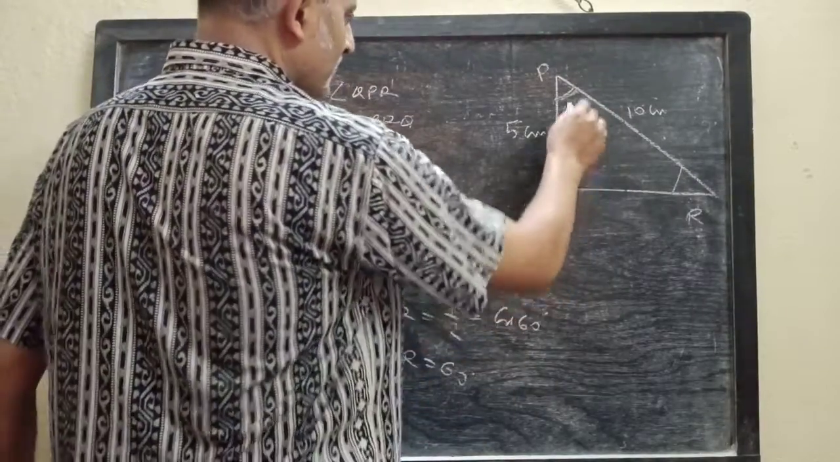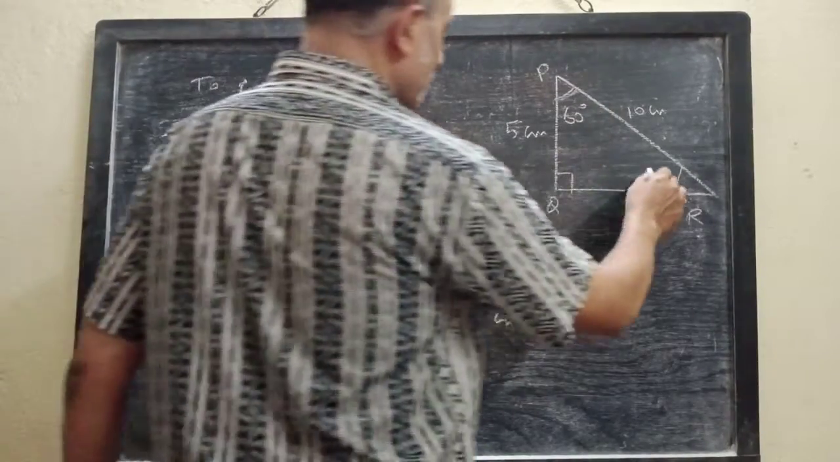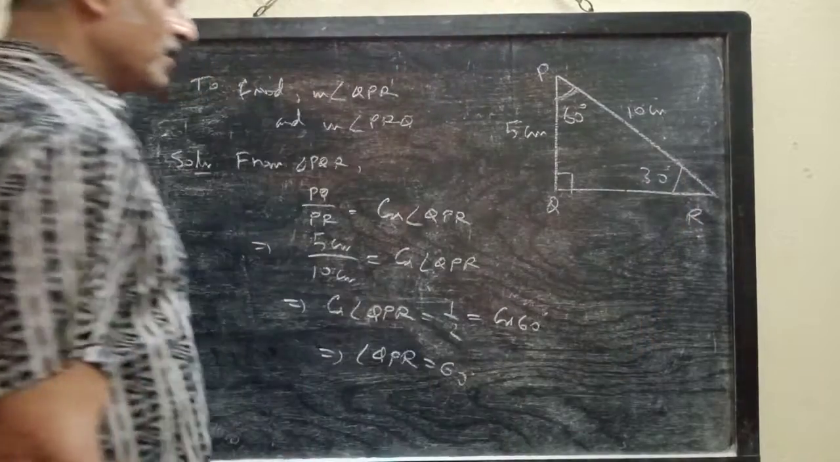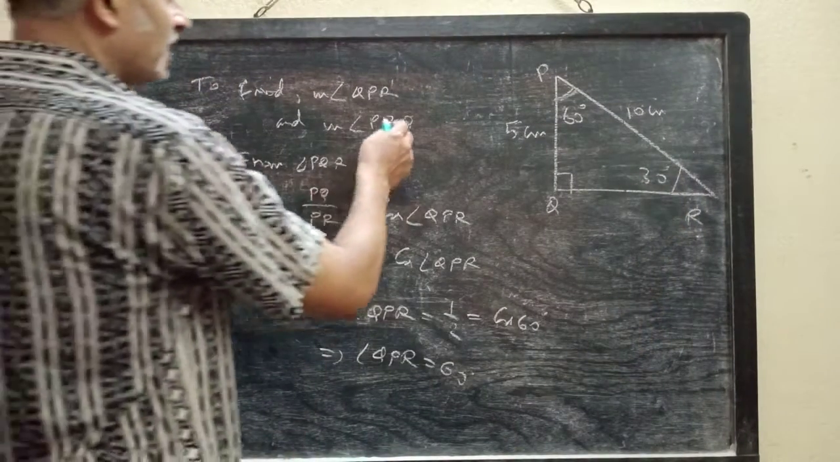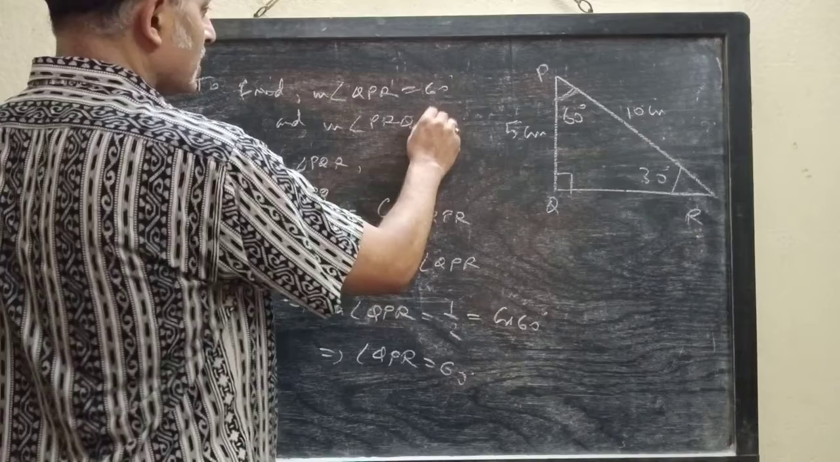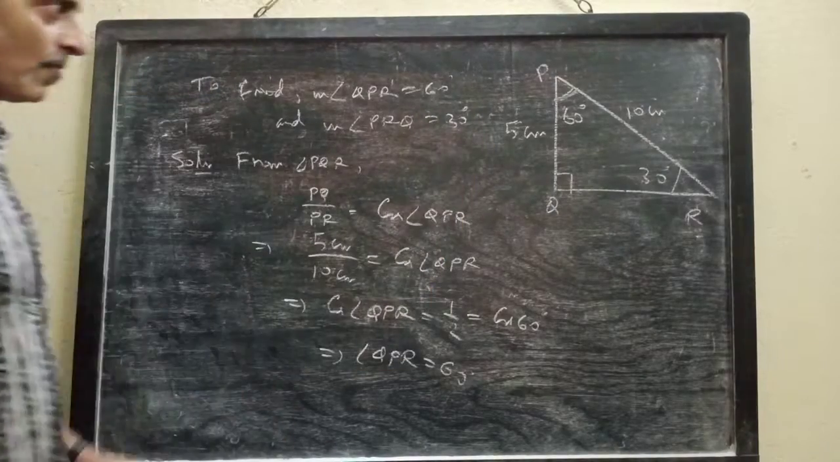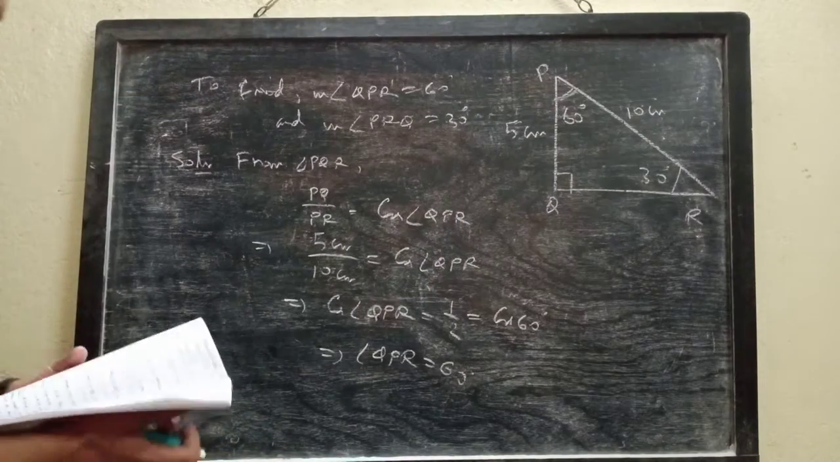Now, as this is a right angle triangle, this is the right angle. This is 60 degrees, so this angle must be 30 degrees. So we solve. Both the angles: QPR is 60 degrees and this is 30 degrees. Next question.